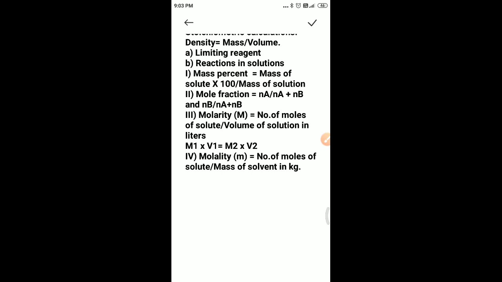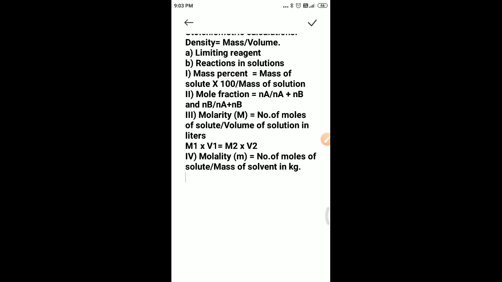So now what is molality? Molality is defined as the number of moles of the solute present in 1 kg of the solvent. Molality is denoted by small letter m. Molality is defined as the number of moles of the solute present in 1 kg of solvent.